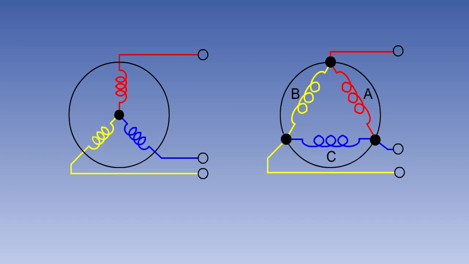Although we have said that the three phases are independent of each other, it is normal to connect their outputs together. The outputs can be connected by either the star or delta method.